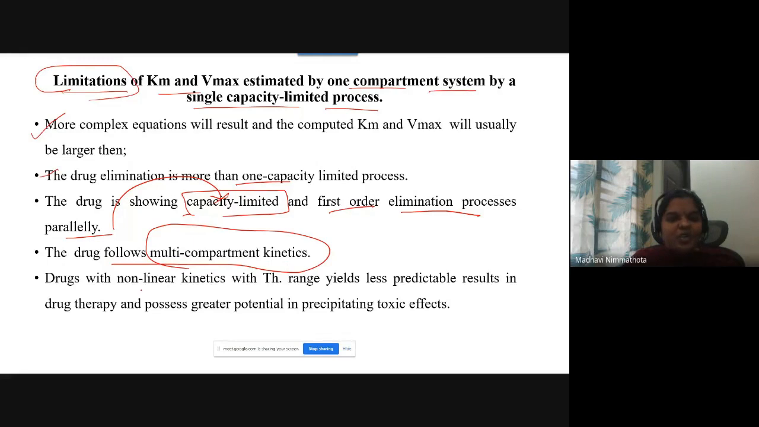So drugs with non-linear kinetics within the therapeutic range yield less predictable results. So it is not at all yielding good predictable results. With this non-linear kinetics, we get less predictable results. That means we are not able to get accurate results in the drug therapy, and it possesses greater potential for precipitating toxic effects. So these are the drawbacks of non-linear pharmacokinetics, and this is very important from your exam point of view.